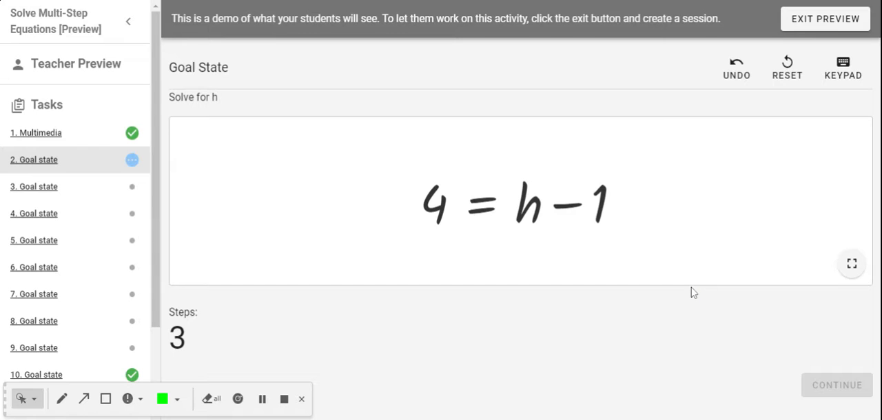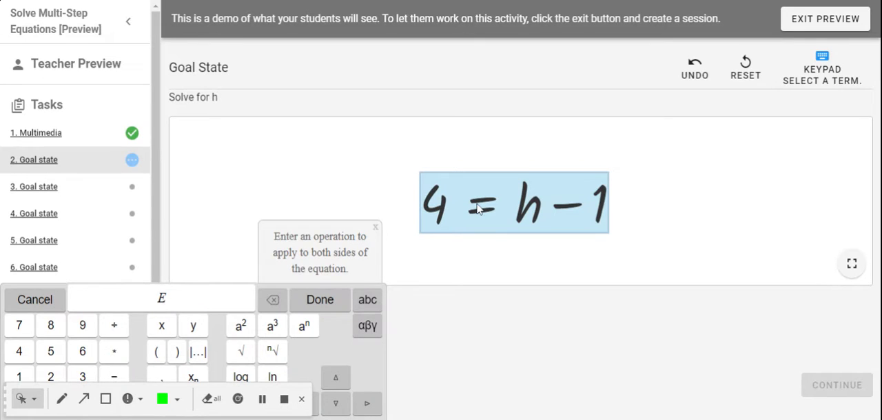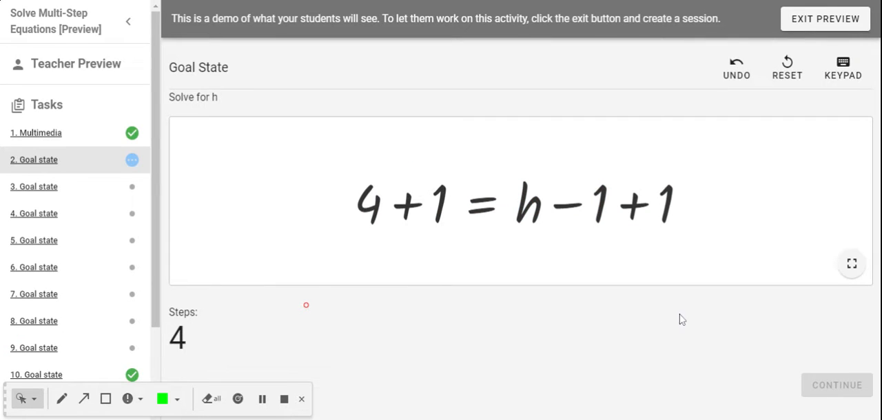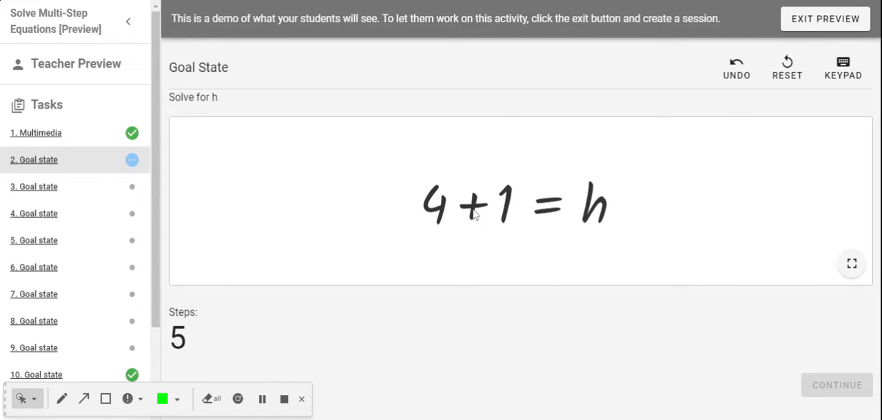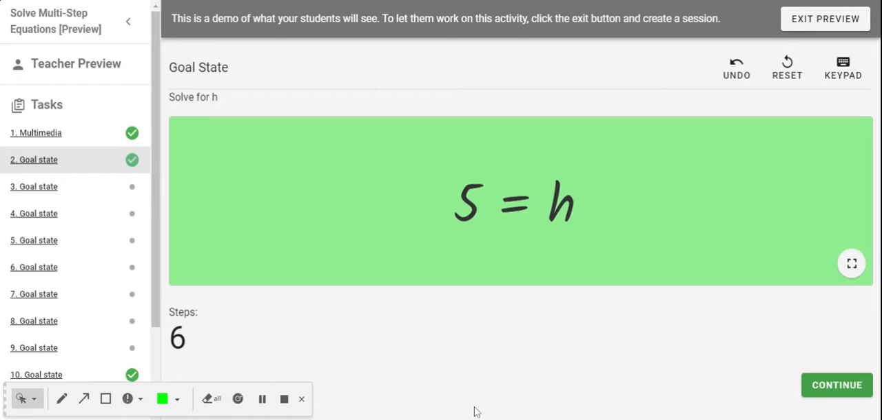Last but not least, I'm going to click the keypad tool again, and hovering over that equation, I'm going to isolate the h term by zeroing out the 1. So I'm going to add 1 to both sides of the equation, and there you go. We just need to combine those terms. So there's a zero pair, and we'll add 1 to 4, and you can see that we've successfully solved that equation. Let's try one more.